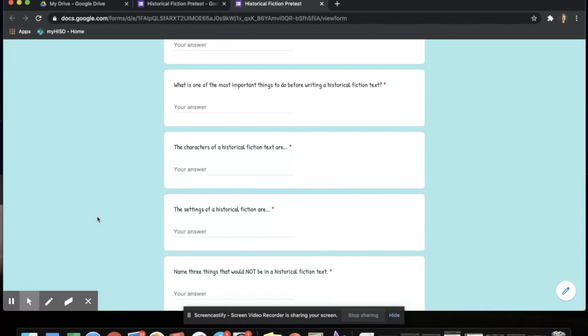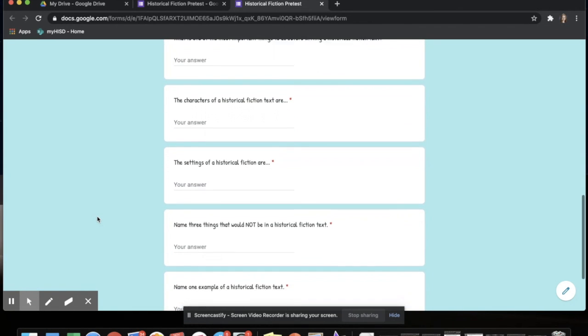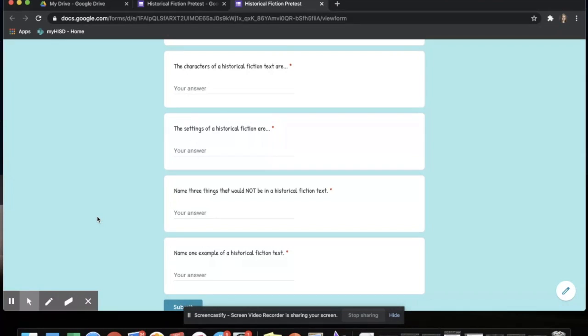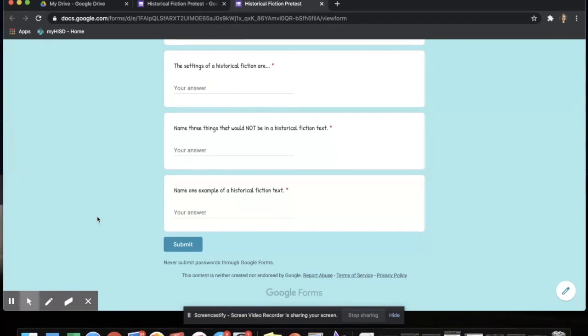One of the most important things to do before writing a historical fiction text, characters of a text are, settings of a text are, of course, wanting to guide them in the area of it came from a real time and real place, but most of the other characteristics are imaginary and or made up by our author. The 3 things that you would not see in a historical fiction text, and then an example of a text. Many of them have read them, whether they remember them or not. So this is me really seeing prior knowledge and if they're paying attention.